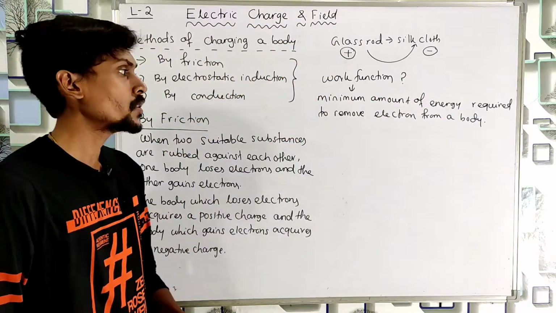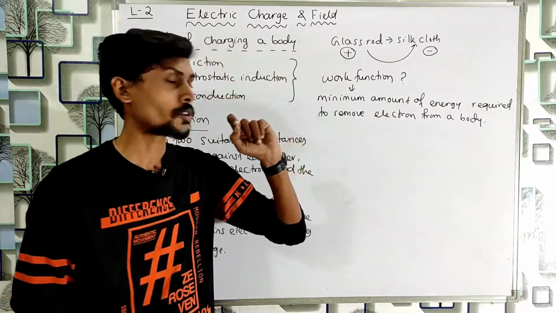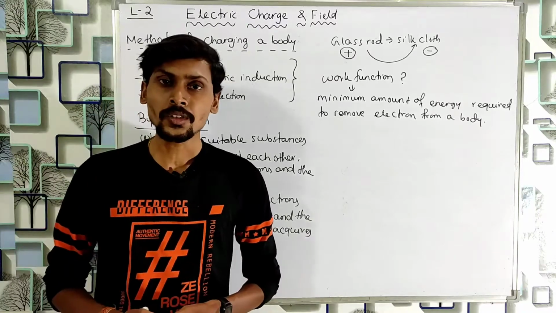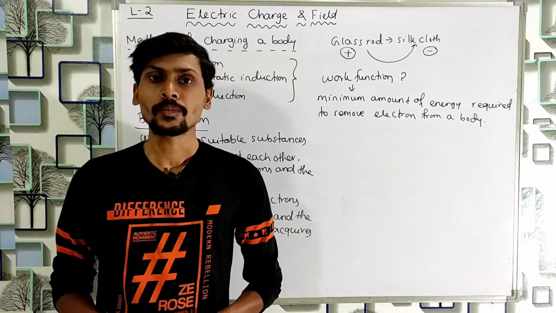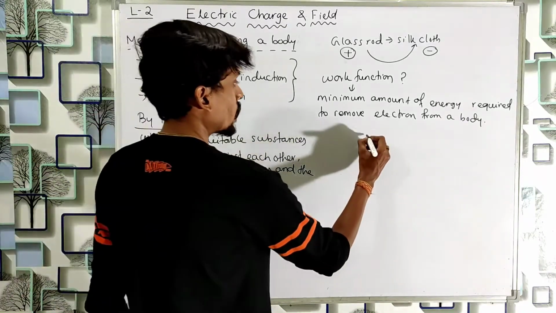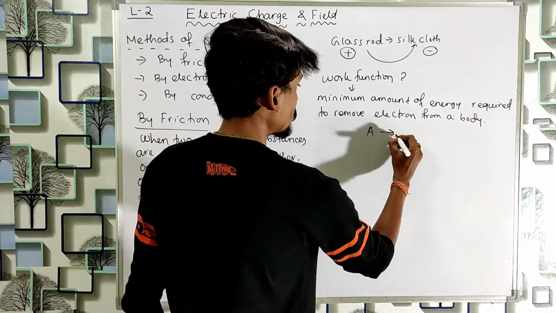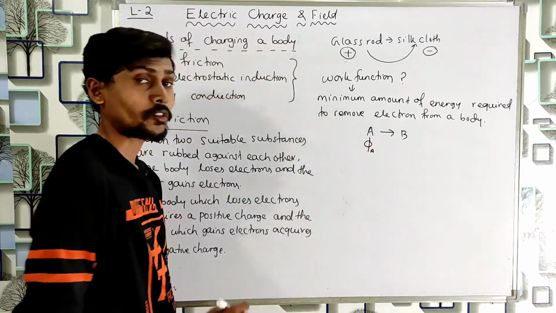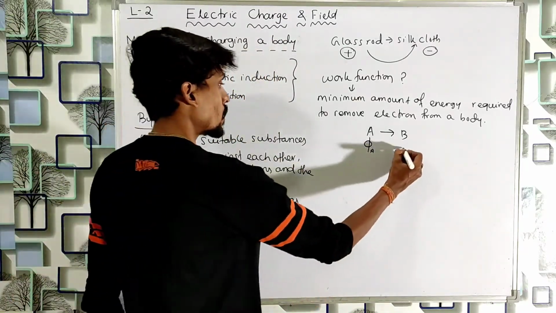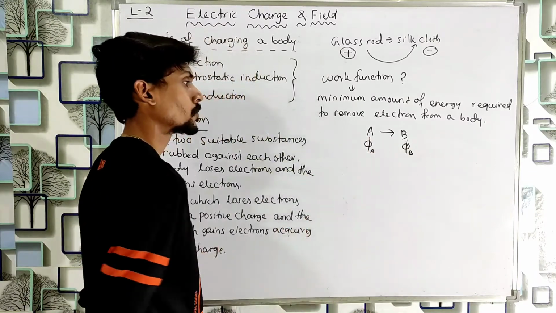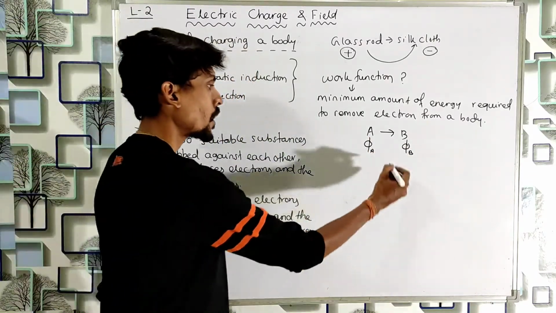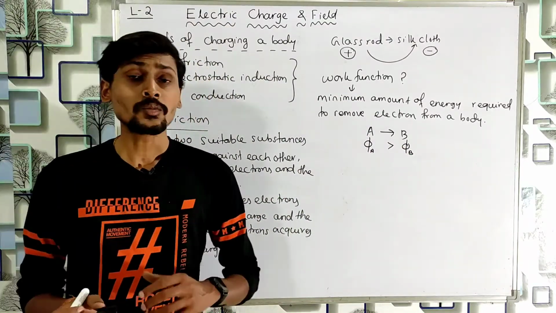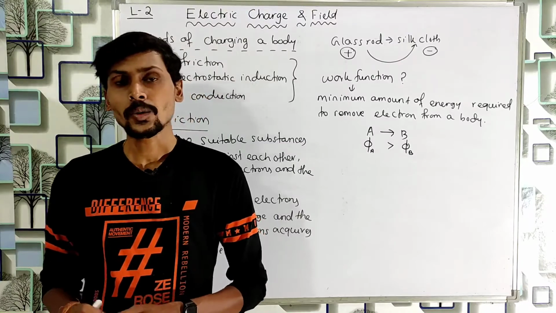Work function means the minimum amount of energy required to remove an electron from a body. And for different substances, we have different values of work function. Suppose I rub a substance A with substance B, and suppose phi A is the work function of A and phi B is the work function of B, and suppose phi A is greater than phi B, meaning substance A has more work function than substance B.